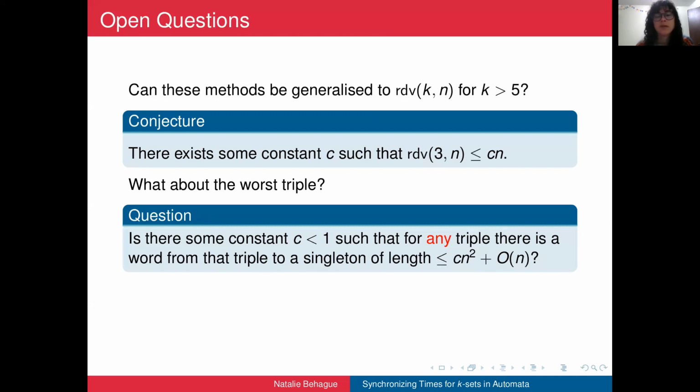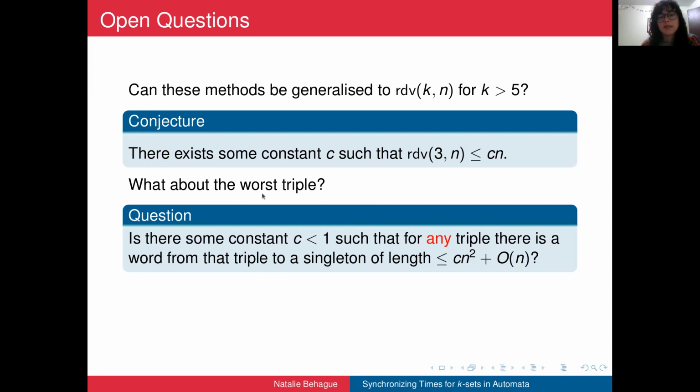Okay, so the final open question I wanted to mention is the worst triple. So we've been talking all this time about how we get to pick something in the kth layer, the best thing, and find its shortest path down to a singleton. The Frankel-Pin theorem is more along the lines of the worst triple. So the Frankel-Pin theorem tells you if you take any k-set, then it might take quite a long time to get sent to a k-1 set. So we can ask that question. I've asked it here just for triples, but you could ask it for any k.